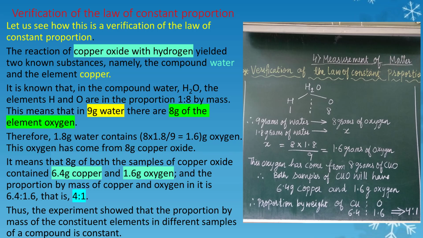Now, the proportion by weight of copper and oxygen, if we check, we find 6.4 upon 1.6, that is 4:1. Thus, the experiment shows that the proportion by weight of the constituent elements in different samples of a compound is constant.